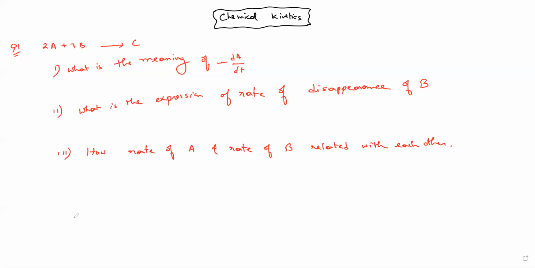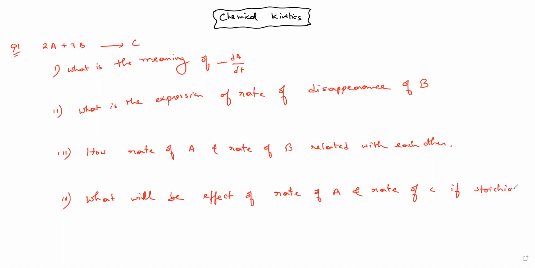Fourth, what will be the effect on rate of reaction? What will be the effect on rate of A and rate of C if the stoichiometry of the reaction is changed?